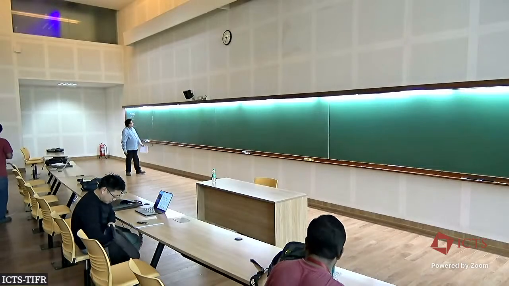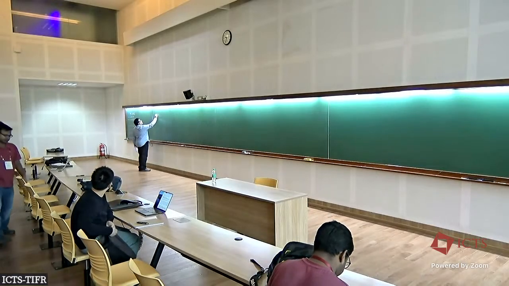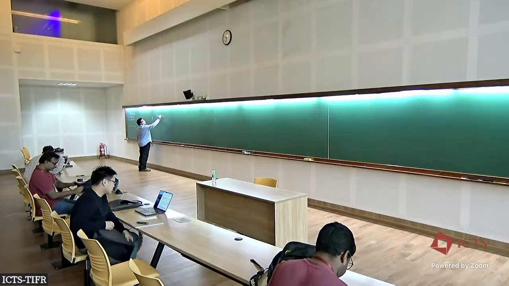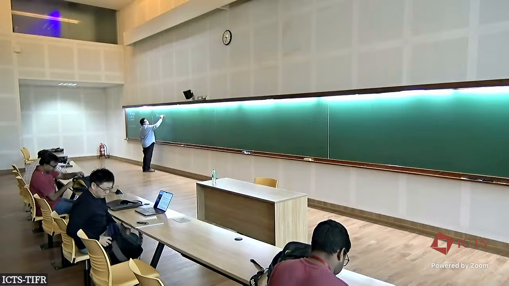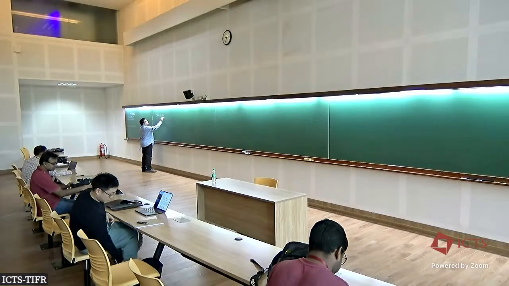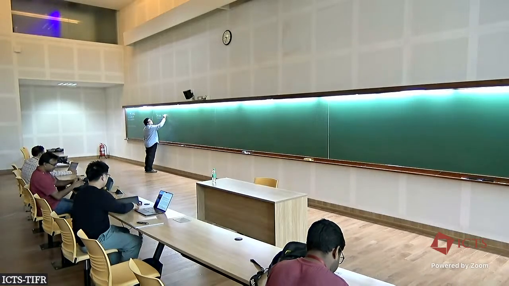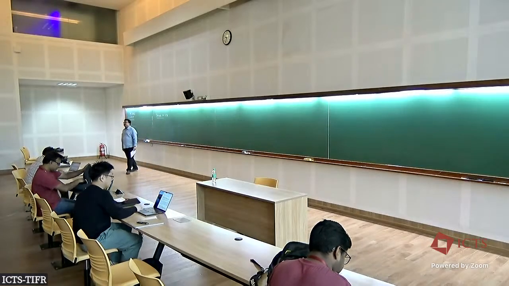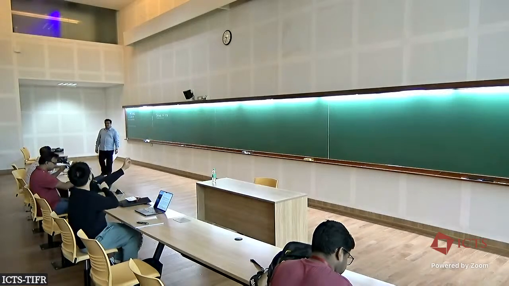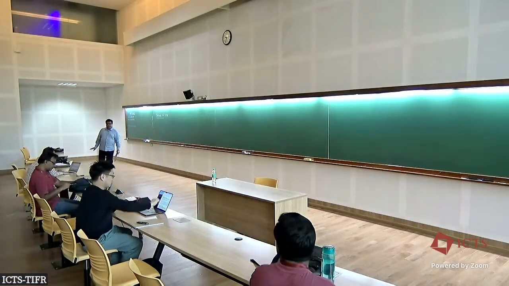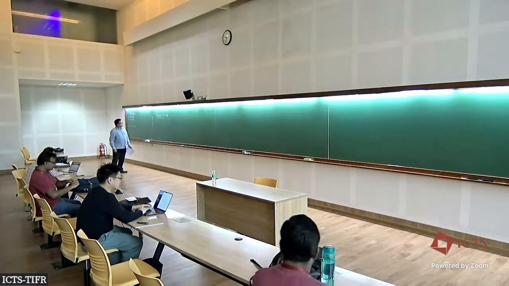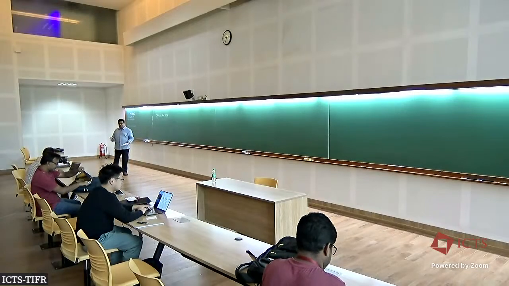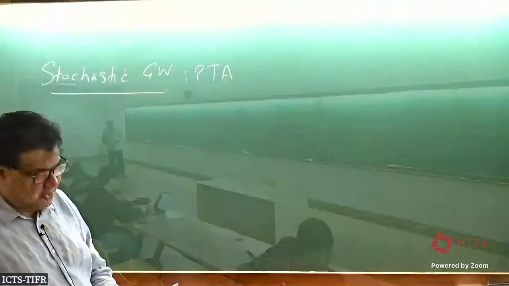So I'm going to talk about stochastic gravitational waves and how they are observed in pulsar timing arrays. You already heard a very nice comprehensive talk by Ghulam about this, but in this talk I'll give you some basic theory behind these observations.